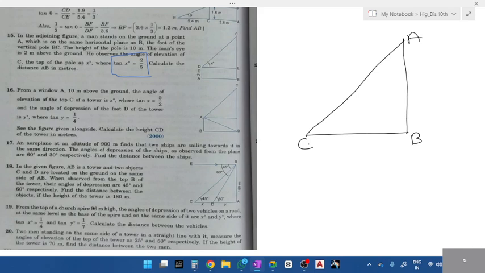Okay, enough. First line: an aeroplane at an altitude of 900 meters. What do you mean by altitude? All of you will answer. What is altitude, students? Altitude is height. Altitude and height are the same.